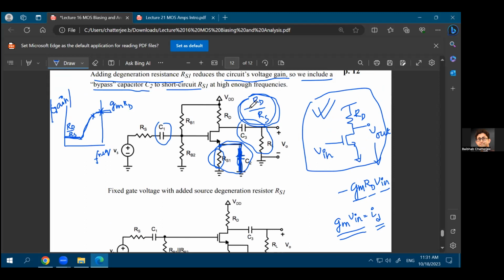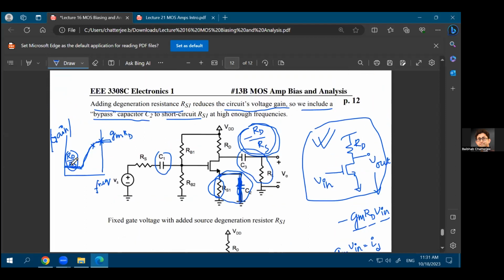So that is the main reason why people use this RD and RS network as a stabilization factor, or a gain that can be made much more stable than your GM times RD gain. So that's the use of this RD over RS. But if you do not want the degeneration, you can always use this bypass capacitance so that you can get back the GM times RD gain. We'll talk about it more in the next lecture where we will be showing the AC equivalent circuits. But I just wanted to give you a flavor of what is coming next in Friday's lecture.